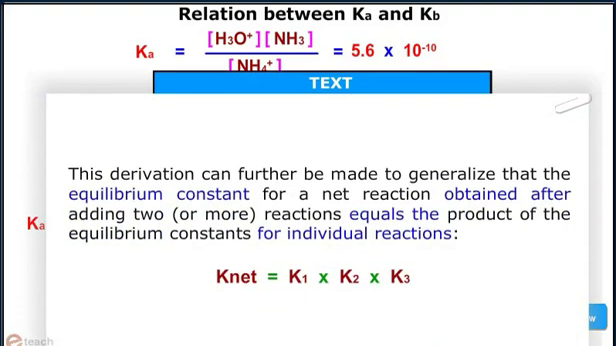This derivation can further be generalized: the equilibrium constant for a net reaction obtained after adding two or more reactions equals the product of the equilibrium constants for the individual reactions. This implies that K net equals K1 into K2 into K3.